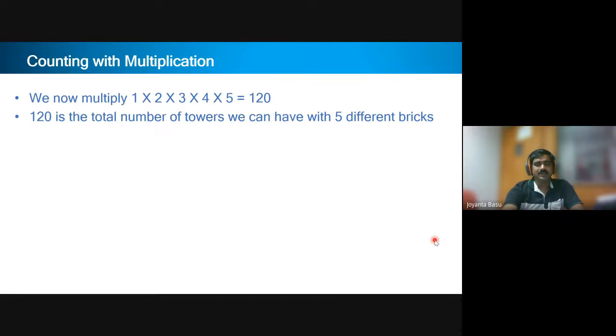It's the same simple process. 1 cross 2 cross 3 cross 4 cross 5 is 120. So 120 possible towers we can build using 5 different bricks. So it's easier to understand, we can multiply the numbers and find out how many different towers are possible without any condition.